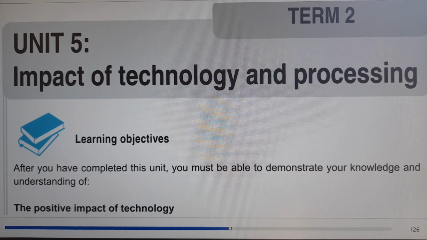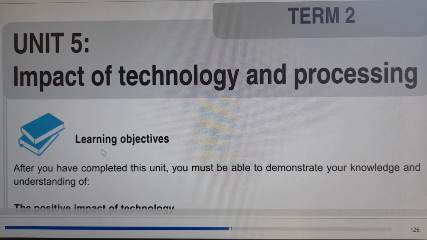Hello everyone. This is term 2 and we are starting with technology, and in term 1 we have covered 4 units for technology that will still be examinable in the June examination. Okay, so today we are starting with unit 5, technology, and it talks about the impact of technology and processing.